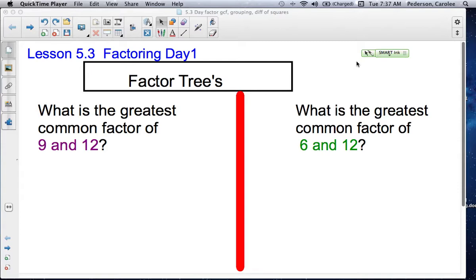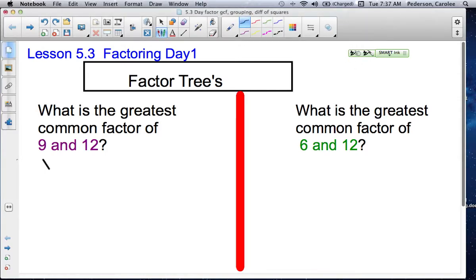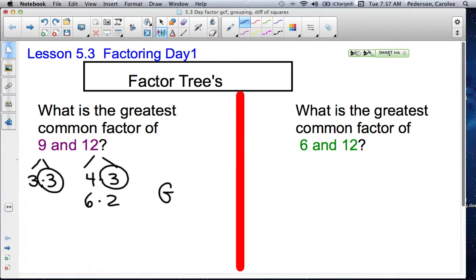So what is the greatest common factor of 9 and 12? You think about how you can factor 9 and 12, what's the greatest number that goes into both of them? If we think about it, 9 can be broken down into 3 times 3, and 12 can be broken down into 4 times 3. It can also be broken down into 6 times 2. The number that's the greatest in common is 3. So we call this the greatest common factor, which is 3.